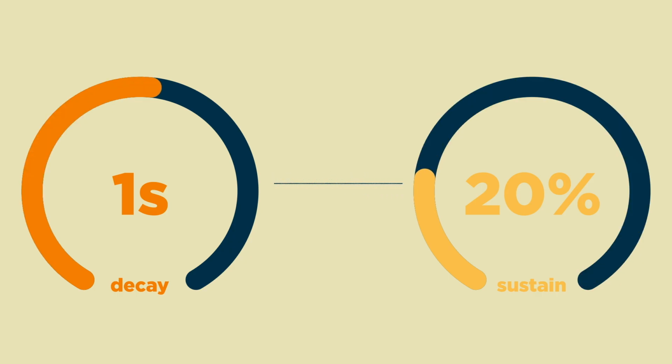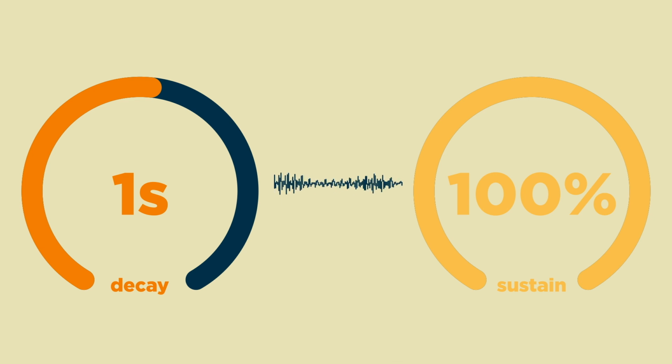Here's an example. You can hear how this sound decays after 1 second, and when held out, it has a much lower volume than when it initially came in. Now here's what it would sound like if we didn't reduce the sustain at all. For this sound, I didn't change the decay setting. Without reducing the sustain level, decay really does nothing.